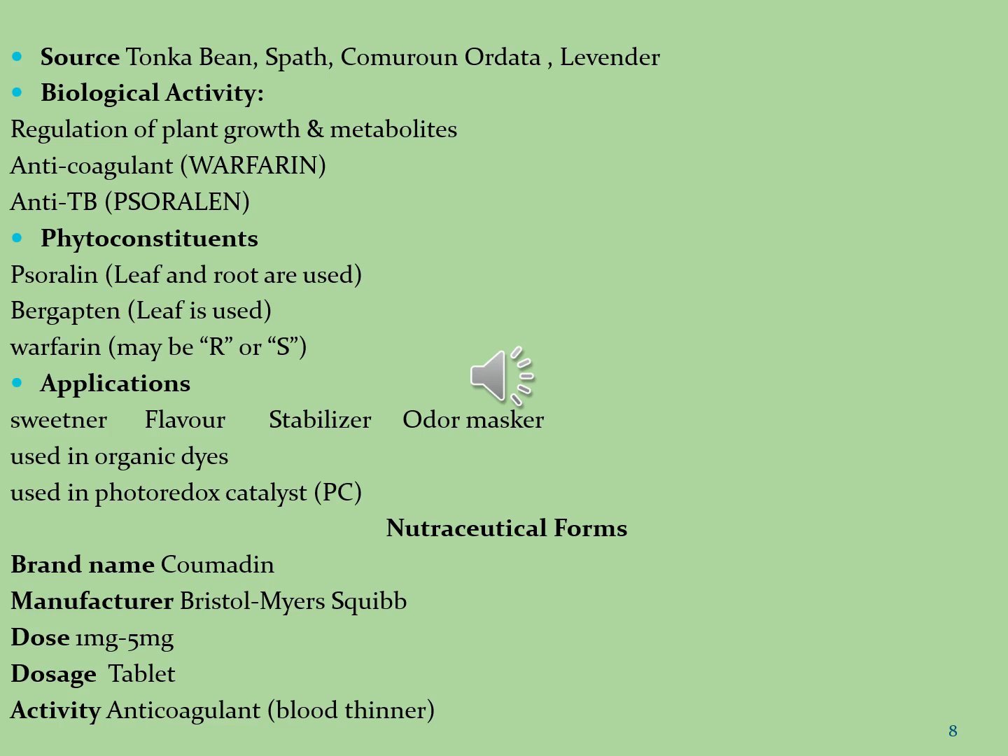There are different phytoconstituents which are present in different sources. Other phytoconstituents are psoralen, which is found in the leaf and root of plants, and bergapten, which is found in the leaf of plants. For other applications, they are also used as excipients, as a sweetener, flavor stabilizer, odor masker, and used in organic dyes. They are also used as a photoredox catalyst.